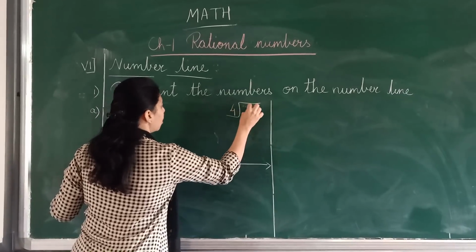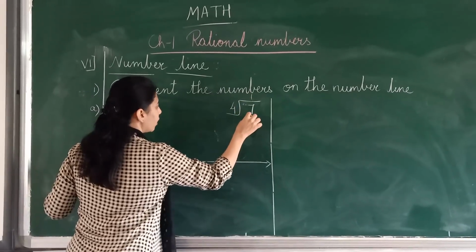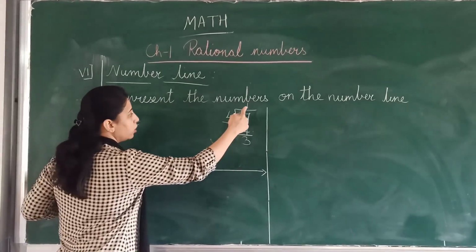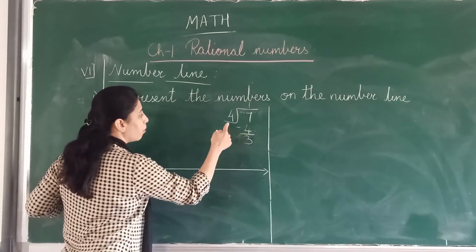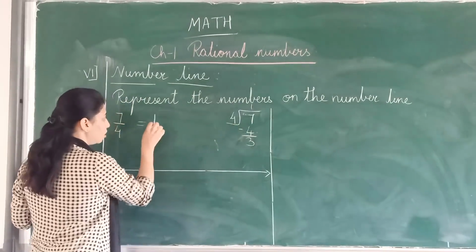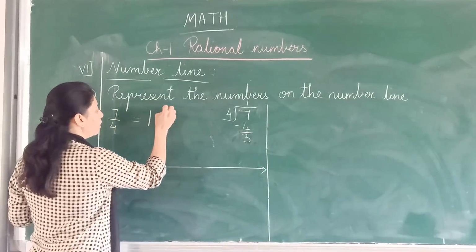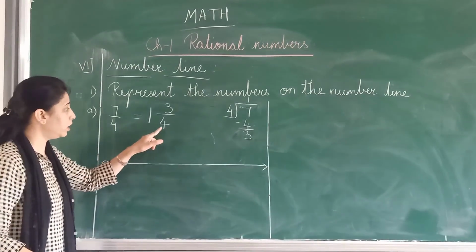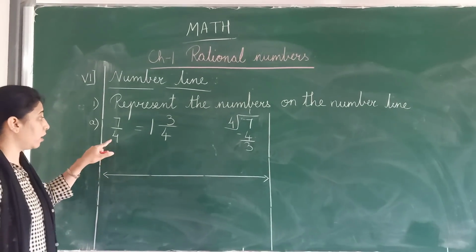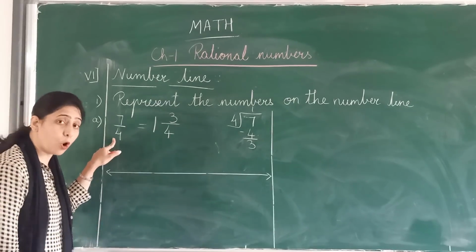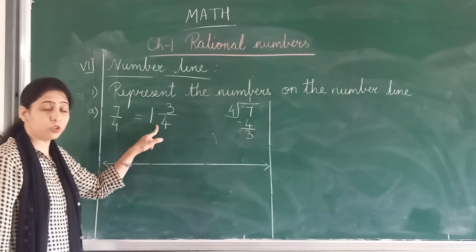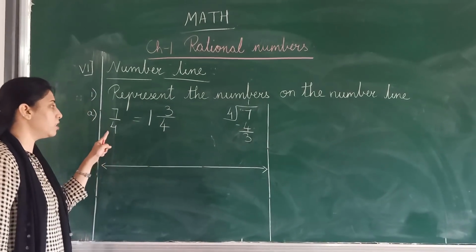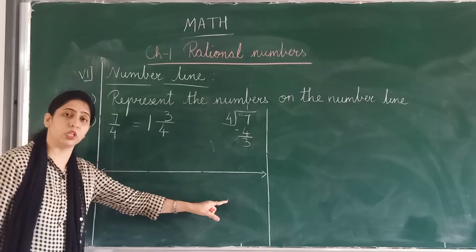Now 7 divided by 4. 4 ones are 4, 5, 6, 7, remainder 3. So how are you going to write? 1, 3 upon 4. So 1 integer, 3 upon 4. Now whenever the denominator is smaller, then you can convert it into mixed fraction and then you can show it on the number line. If the denominator is greater, directly you can show it on the number line.